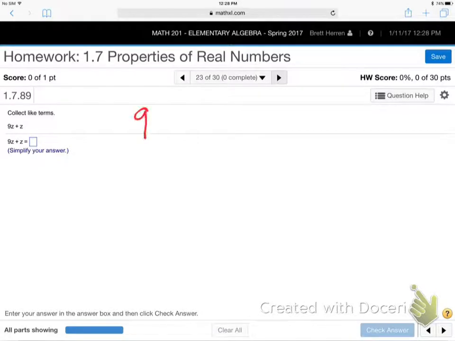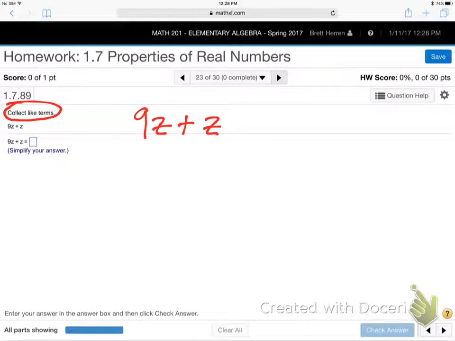All right, so 9z plus z. All they want me to do is collect like terms or gather like terms. So how do you do that? What are they talking about? Yeah, just add them up.